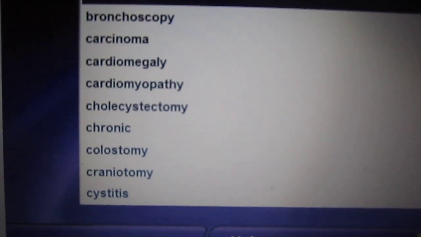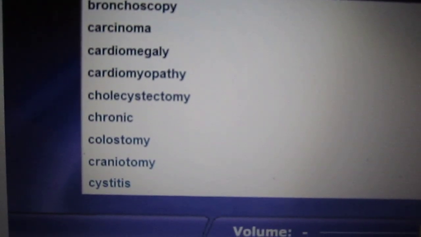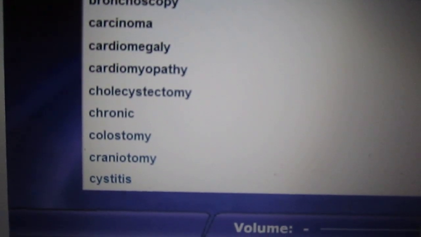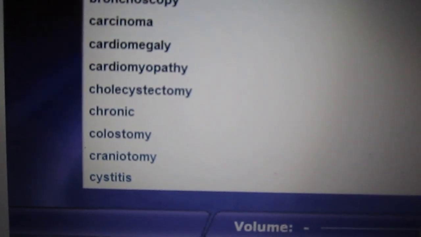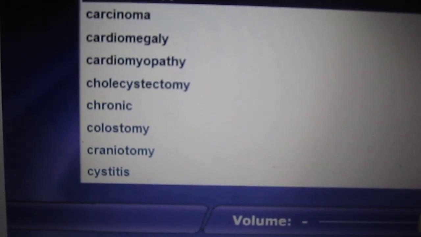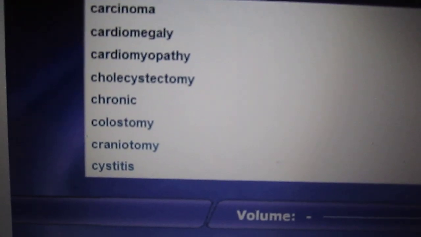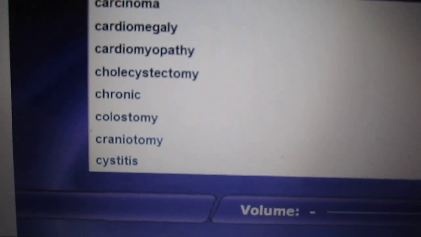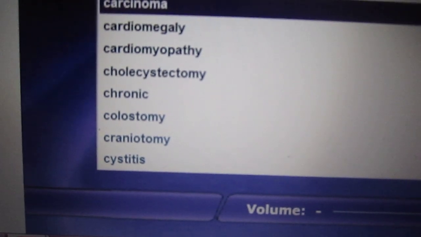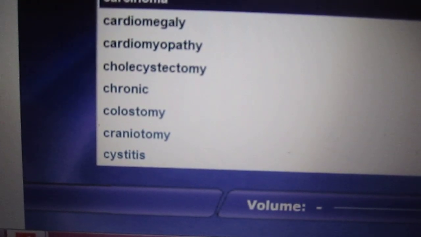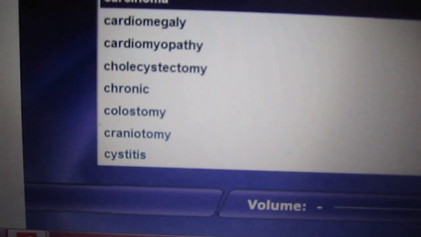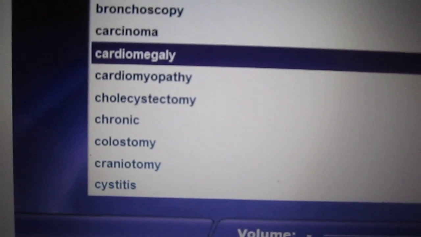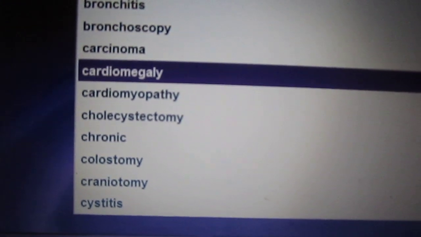Bronchitis. Broncho means bronchial tubes. Bronchitis is inflammation of the bronchial tubes, which carry air from the trachea. Bronchoscopy. Bronchoscopy is visual examination of the bronchial tubes using an endoscope or bronchoscope. Carcinoma. A carcinoma is a cancerous tumor. Cardiomegaly. Cardiomegaly is enlargement of the heart.